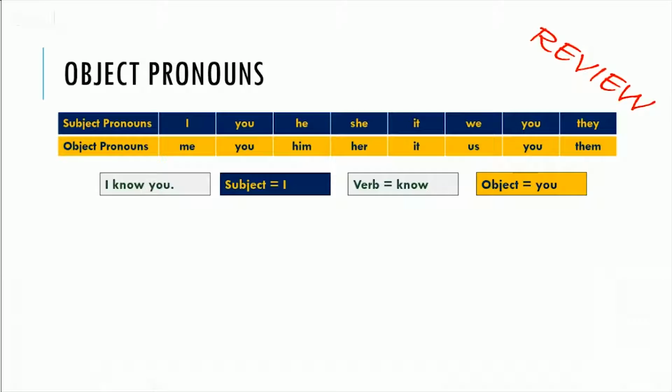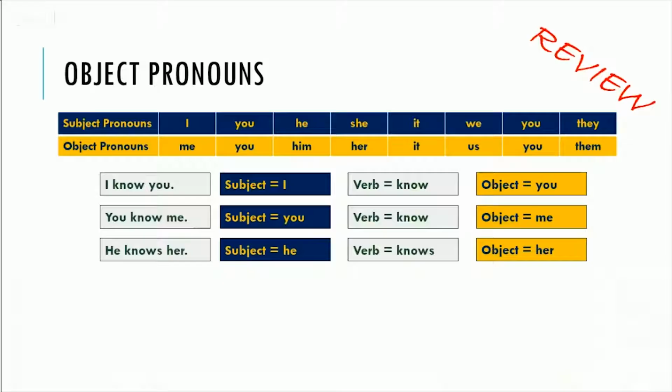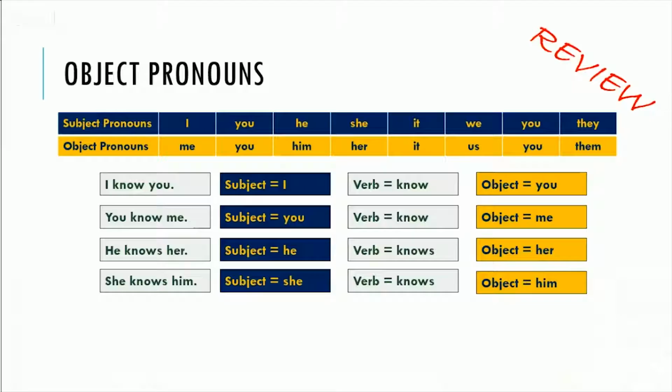Okay. En la próxima página, in the next page, I'm going to show you some very, very simple sentences, and they use subject and object pronouns. So for example, we have, I know you, the subject is I, the verb is know, the object is you. I know you, subject pronoun, and then the object pronoun. You know me, the subject is you, the verb is know, the object is me.